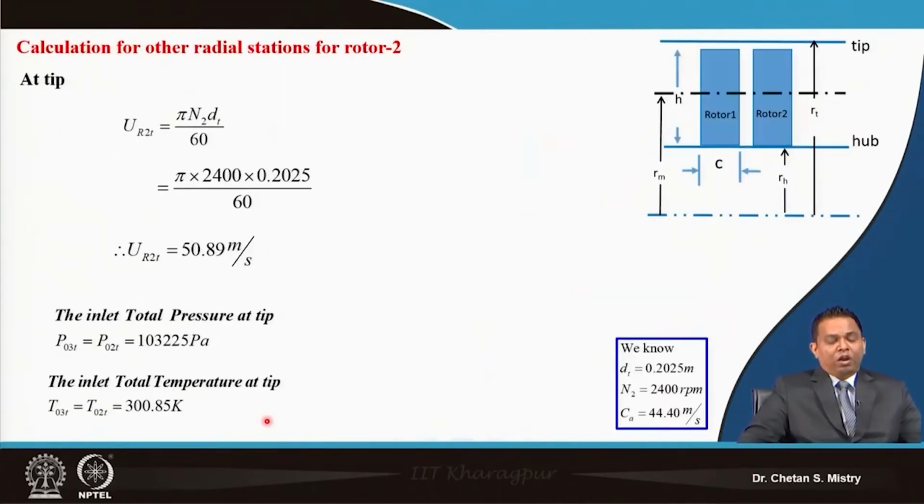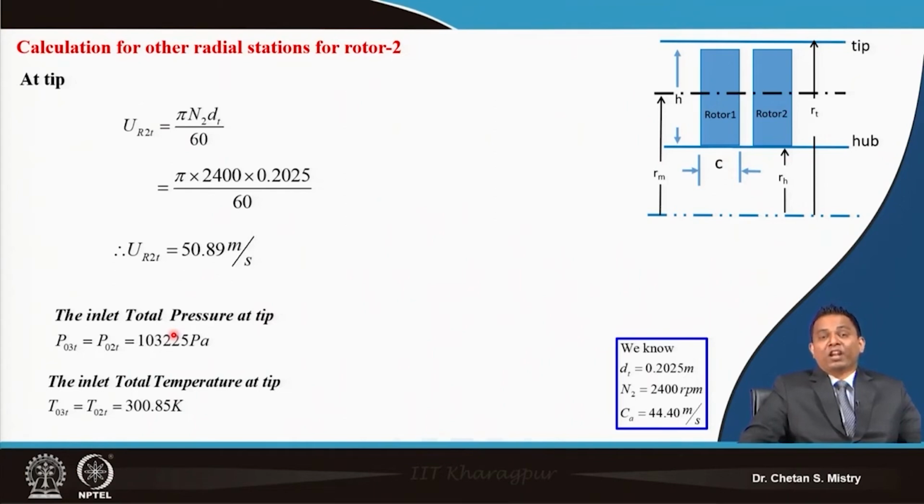Okay. Now, similarly, we will do our calculation near the tip region. We have the same steps to follow. We will calculate our peripheral speed. Same way, near the tip region, we need the total pressure and temperature coming from rotor 1, which will be the entry condition for my rotor 2.